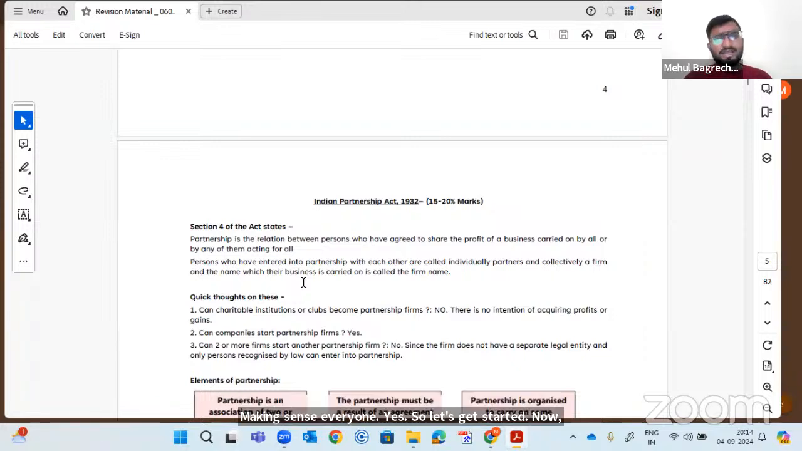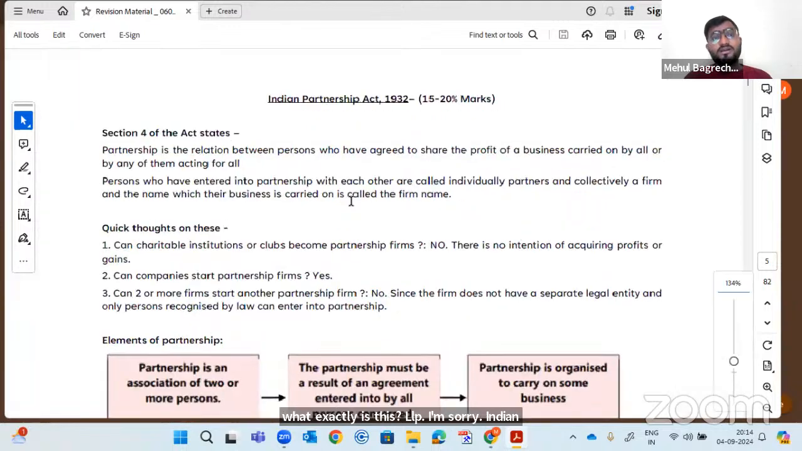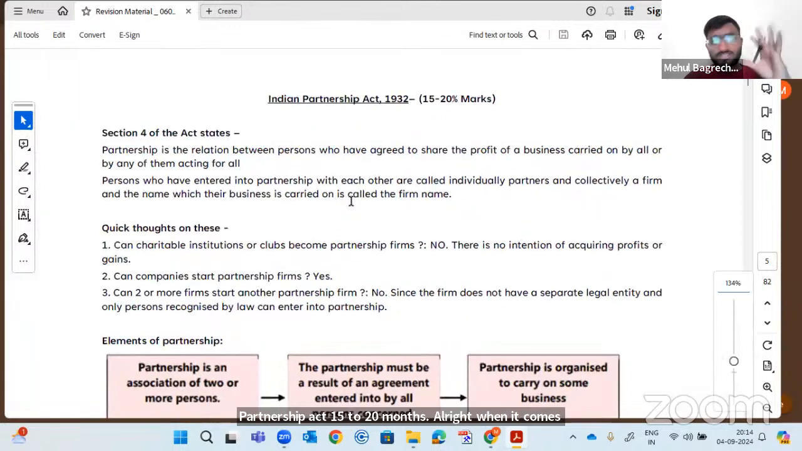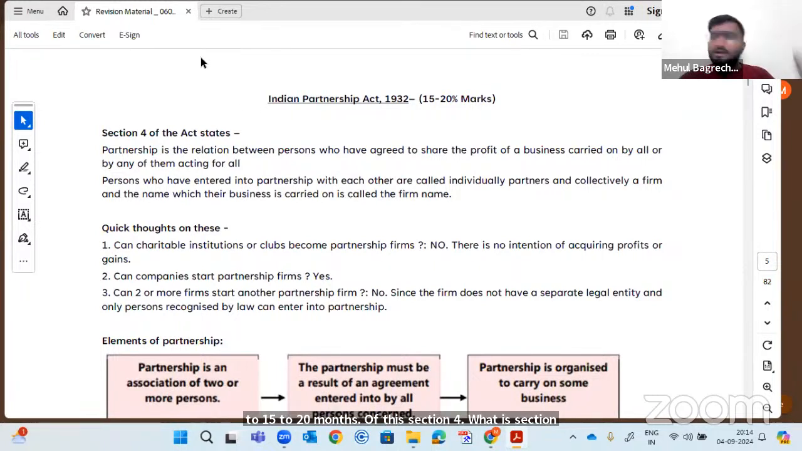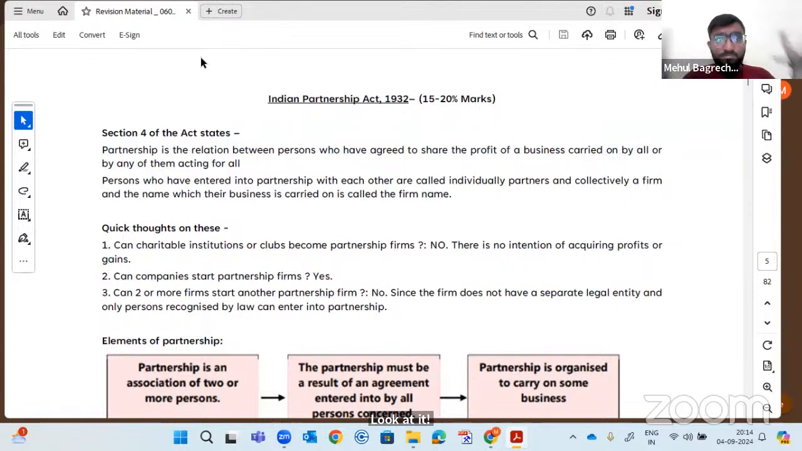What exactly is this LLP? I'm sorry, Indian Partnership Act, 15 to 20 marks. All right. When it comes to 15 to 20 marks of this chapter, Section 4. What is Section 4? Section 4 is partnership is a relationship between 2 or more persons who have agreed to share. Look at it. As simple as that. 100% one question will be there on the basics of partnership, like what is partnership, what are the elements of partnership. All of these are the basics. You can expect one question from this topic.